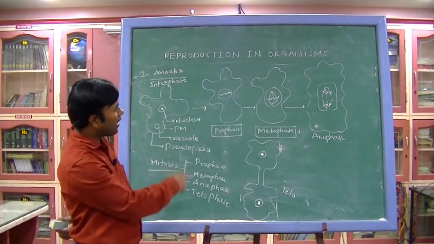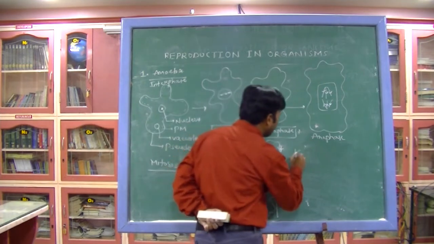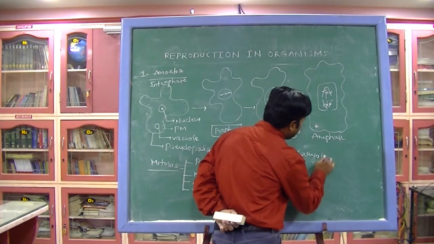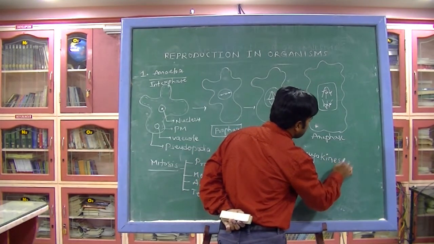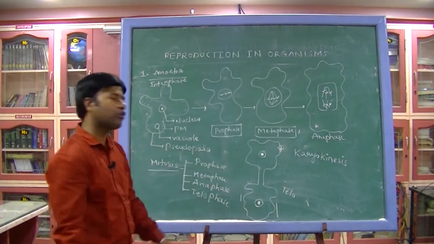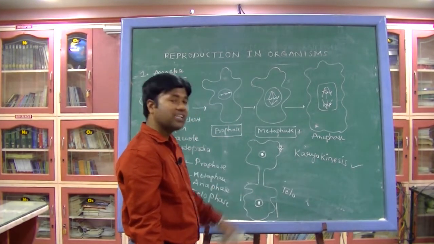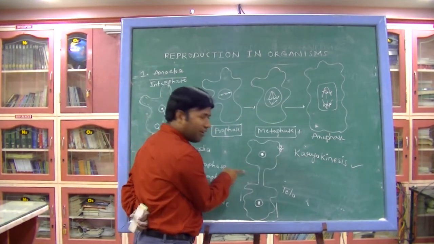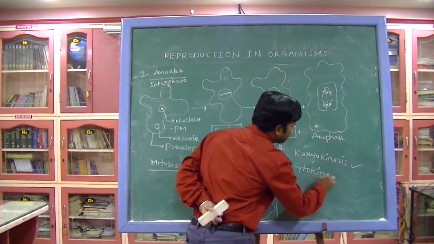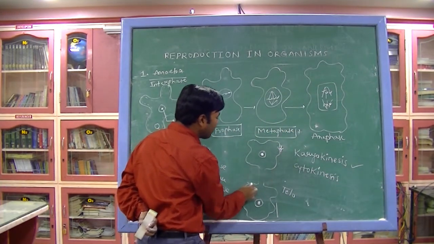So far what has been completed? Nuclear division is completed. What are we calling nuclear division? Karyokinesis. So far nuclear division has taken place, that is why we call it karyokinesis. Now karyokinesis is completed. Then what happens? Cytokinesis means the cytoplast will be divided. So due to the cytoplast division, what happens here?